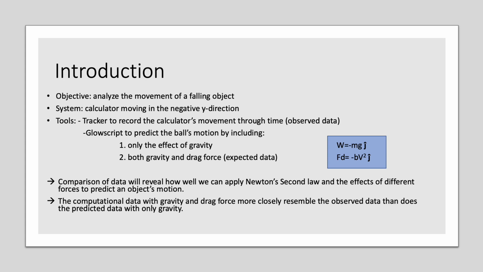Comparing the observed motion to the expected outcome allows us to see how well the momentum principle, or Newton's second law, can be applied to the system by considering the effects of different forces. The results show that the computational data that includes gravity and drag force more closely resemble the observed data than does the predicted data with only gravity.